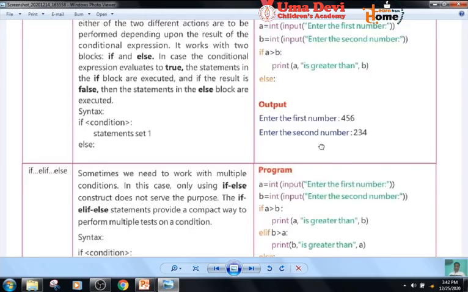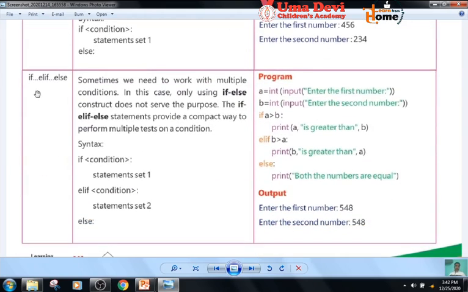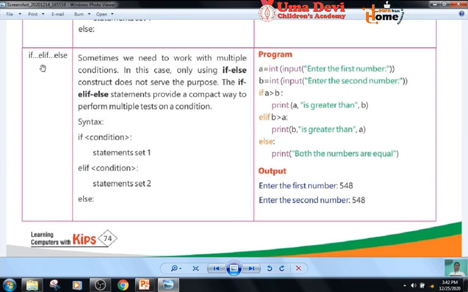Now the next condition is here, if, elif and else. Sometimes we need to work with multiple conditions. In this case, only using the if else construct does not serve the purpose. The if, elif, else statements provide a compact way to perform multiple tests on a condition. Like here: if condition, statements set 1; elif condition, statements set 2; and the third condition is else.